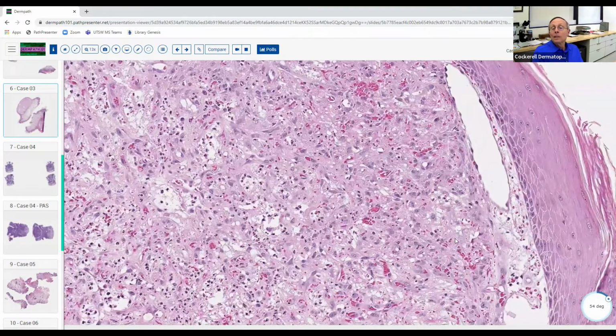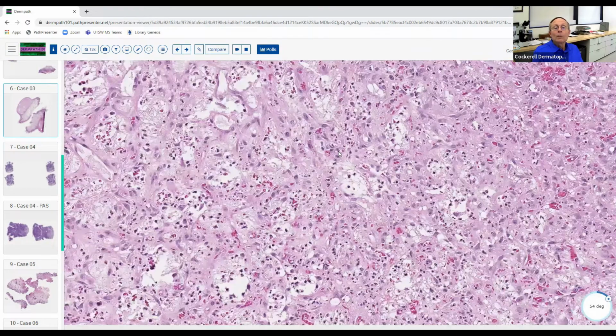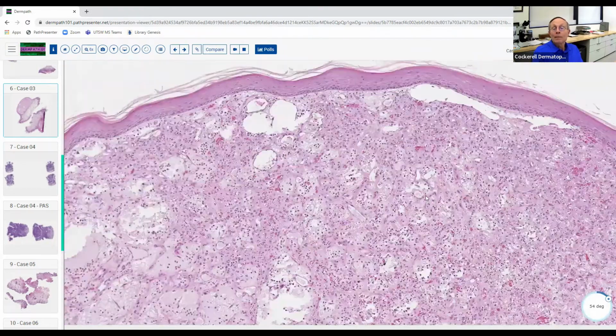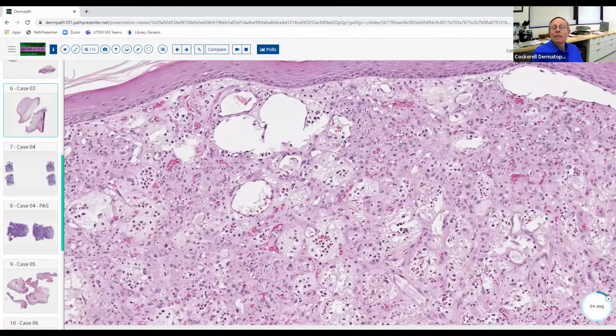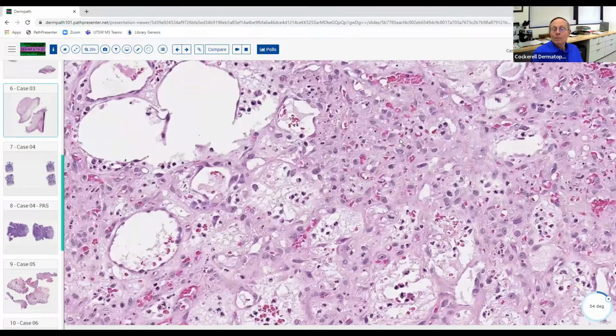But basically, it was determined that this was caused by a bacterium. And there's one other disease that can look identical to this histologically.